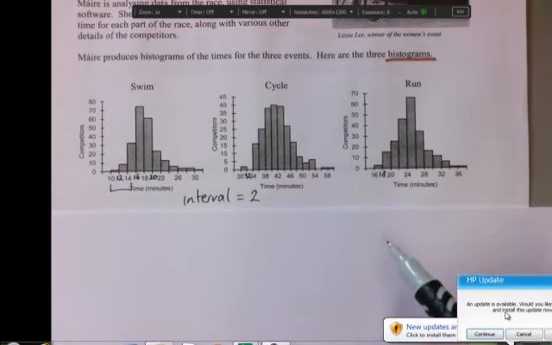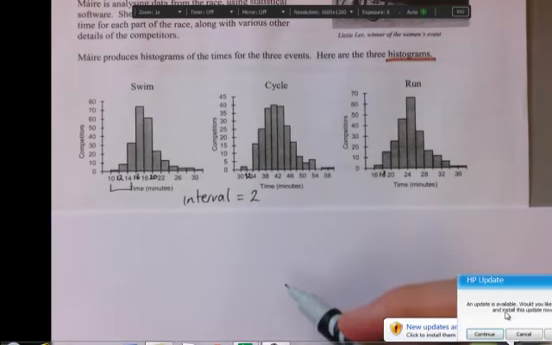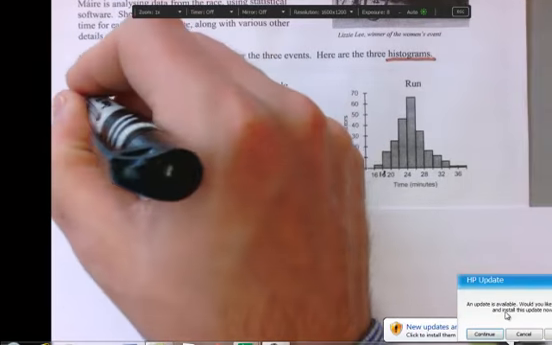It's something that next time you come up against a histogram and you're asked questions on it, is one of the first things that you should take a look at. Are the intervals the same across all of the histograms, etc.? The other thing that I want to draw your attention to as well, please, is just the scale here.